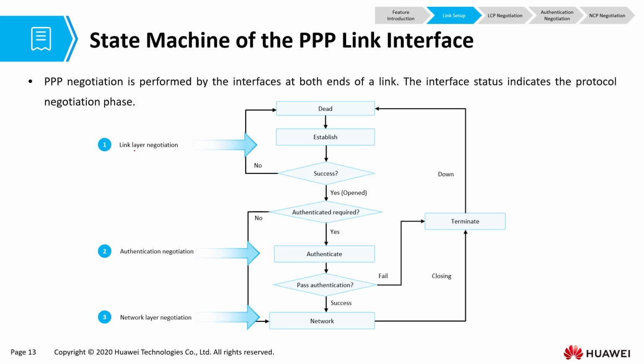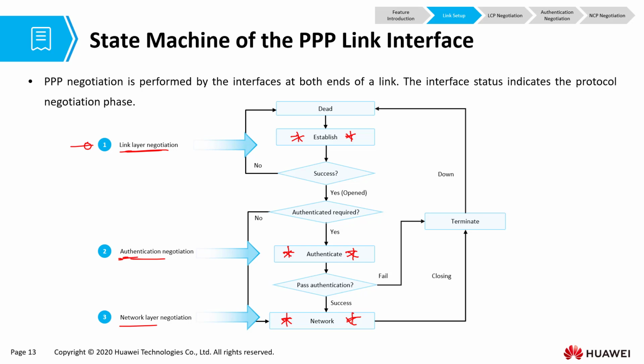Now, the link layer negotiation, which I mentioned is the first negotiation that happens, takes place in the establish state. Look at the authentication negotiation. This takes place at the authenticate state. And finally, the network layer negotiation takes place at the network state. So what exactly is taking place here? Now, a PPP link can be set up after going through link establishment, link authentication, and network layer negotiation phases. Those are the 3 phases I've talked about.